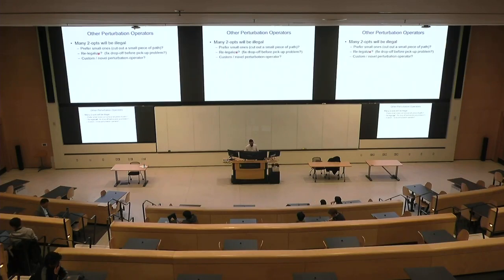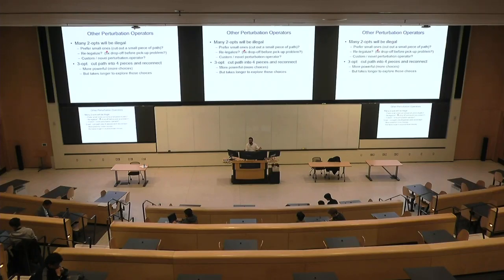Basically, legalizing the path or fixing it up will be much faster if I just focus on the small piece. You can come up with your own custom or novel perturbation as well. One way to actually do this is to use what we call a 3-opt instead of a 2-opt. The 3-opt is going to cut the path into 4 different pieces instead of 3. So it's more powerful because you have more options for how to reconnect your path. The problem is you're probably going to end up with also more illegal solutions because now it's going to be much harder to fix them up.